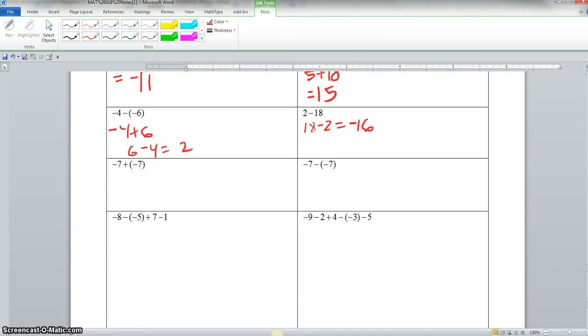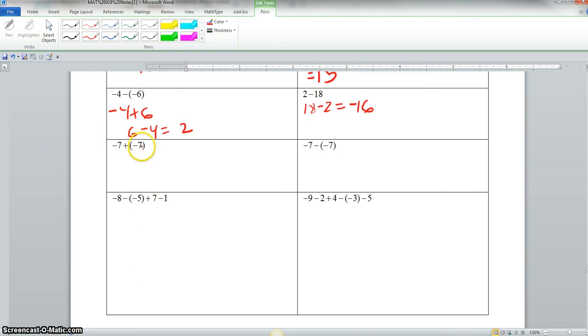Now, we come here. We have negative 7 plus negative 7. They have the same sign, so you add them together and carry the sign. So it'll be a negative 14. Now here we have a negative 7 minus the opposite of a negative 7. So it'll be a negative 7 plus 7. Negative 7 plus 7, we would think of this as 7 minus 7, which is 0. And since we know 0 is not positive or negative, we would leave it as 0.